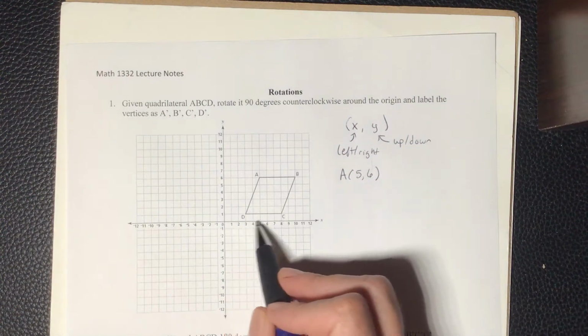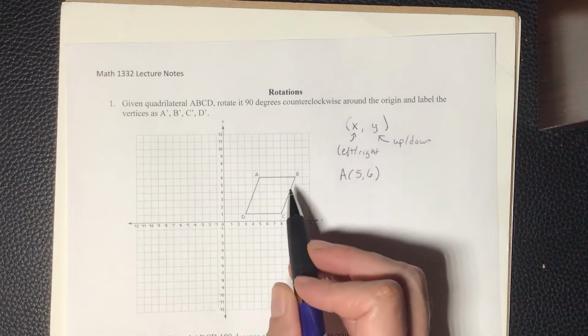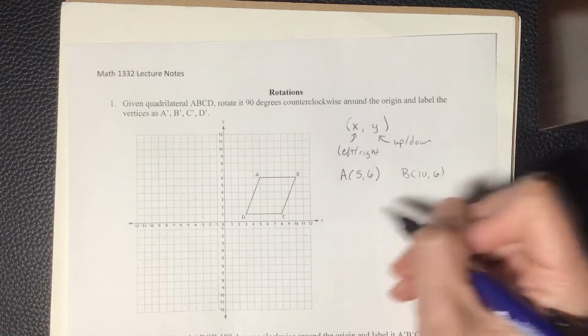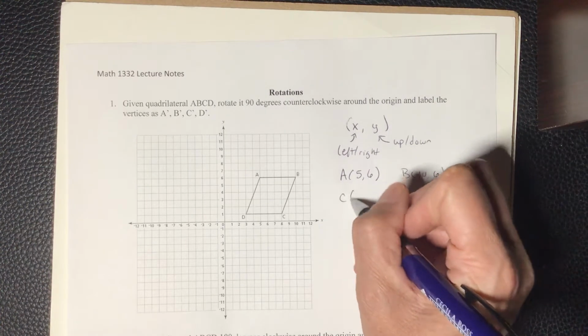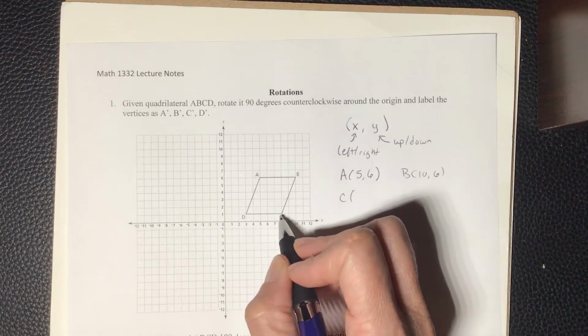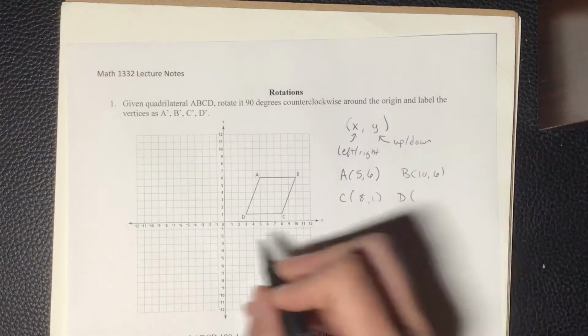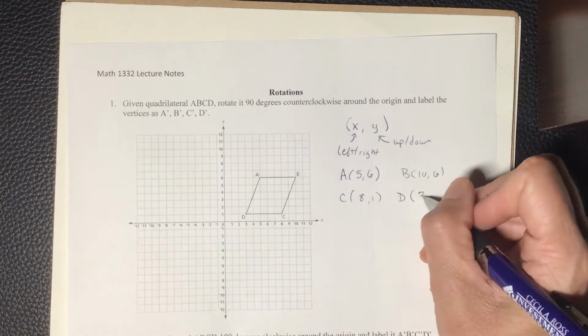To get to B, I go right 10 and up 6. So B is going to be 10, 6. To get to C, it looks like we go right 8 and up 1. And for D, it looks like we go right 3 and up 1.